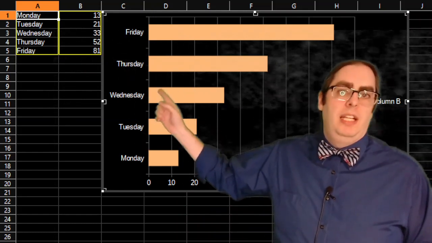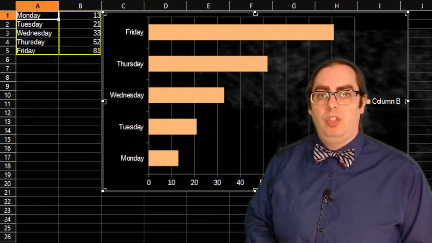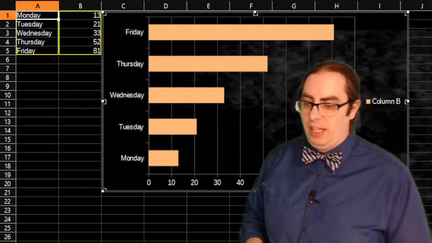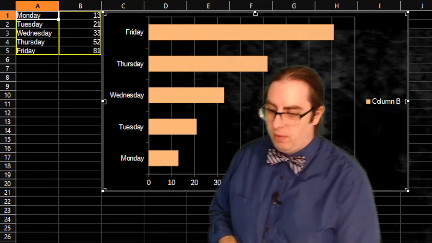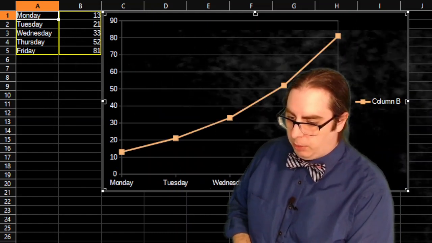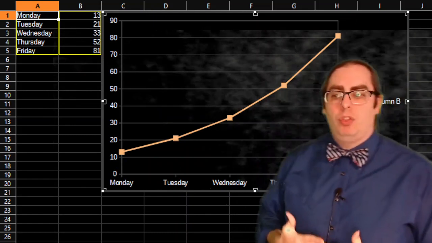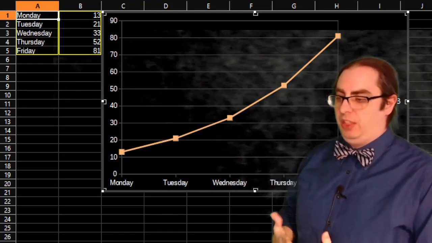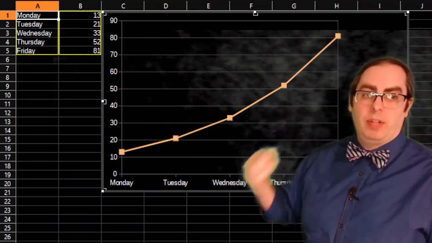Since our data is time-based data, it might be interesting to see how the data evolves instead. And so we can look at a line graph with an actual line. There we go. I like line graphs to talk about how things change. All right, so we're going from Monday to Tuesday to Wednesday to Thursday to Friday.